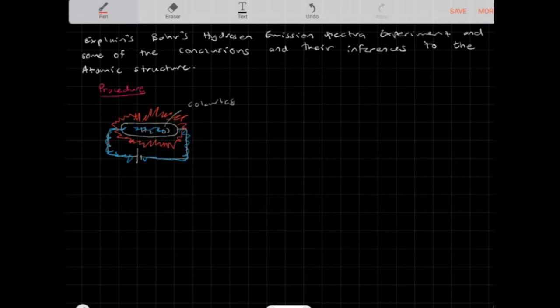And he also found that as he increased the current, right? So as he got the cathode tube here, and he increased the current.